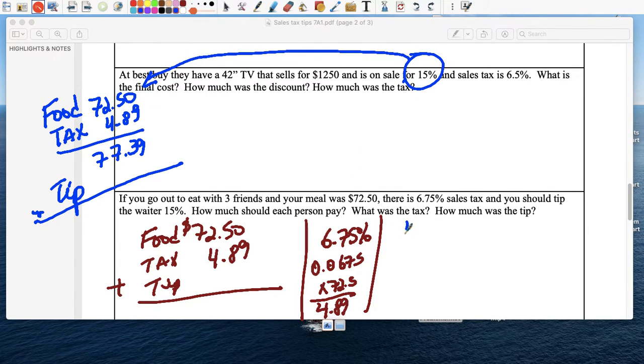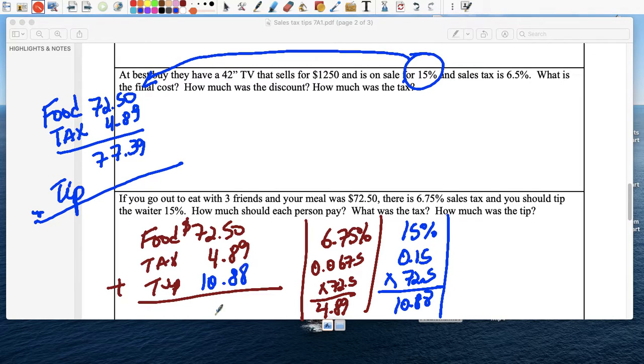So when we say 15%, and let's calculate the tip, well, change it to 0.15, and either I multiply by 72.50, which I think is the right thing, or you multiply by 77.39. Well, what's the difference? It's going to be a couple of dollars difference. If you multiply by 77.39, of course the waiter is going to be happier because he gets a little bit more. That's not the point. Okay, so 0.15 times 72.5 is $10.88 rounded. So I'll write 10.88 over here.